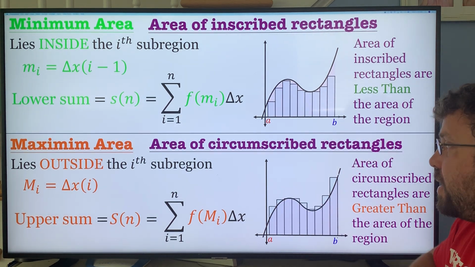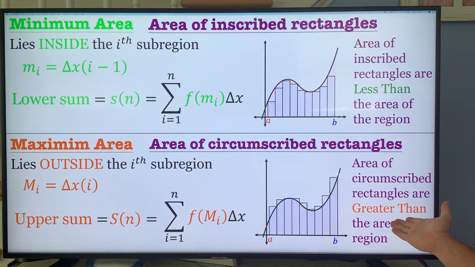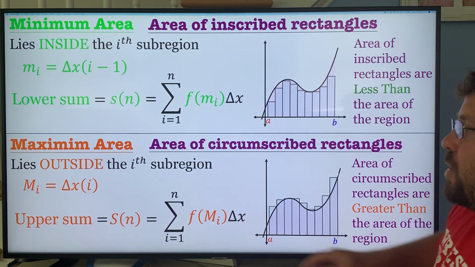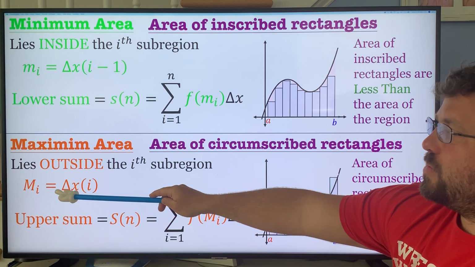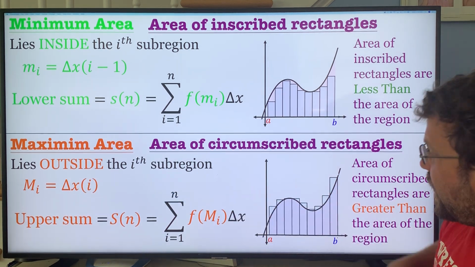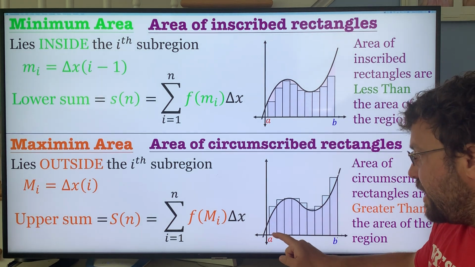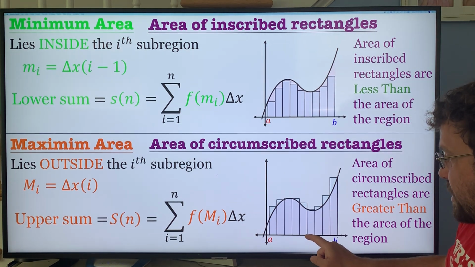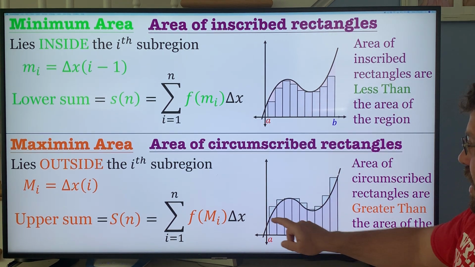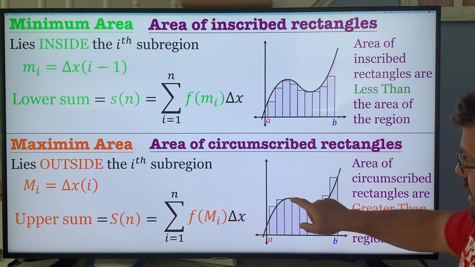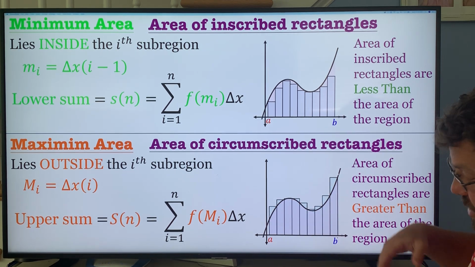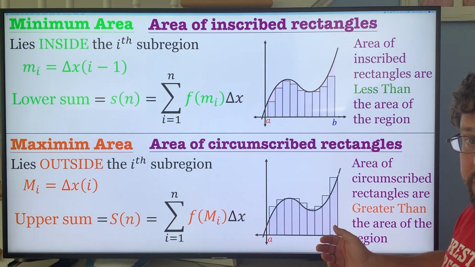Now, when you do maximum area, that's the area of the circumscribed rectangles, it's greater than the actual region. What you're going to use is capital M subscript i equals delta x times i. So that's the width, all right, times i's are all the right sides of each rectangle. And that gives you an area. See, you can see that the rectangles kind of overlap your actual picture. It's going to be a little bit larger than your actual area.